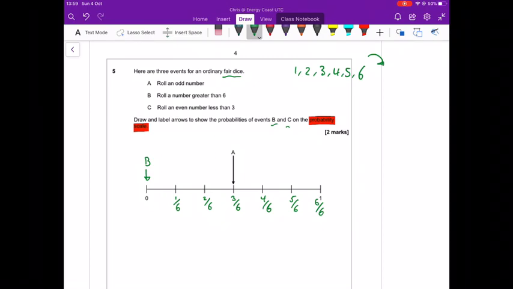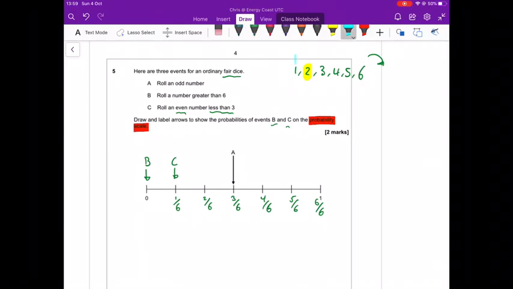Just read this one really carefully. The probability of getting an even number that is less than 3. So have a look back at these numbers in the top right. An even number that is less than 3. There's only one of those numbers that is even, 2, and is less than 3, okay? So there's only one of my numbers out of 6. So this must be where the probability C comes, okay?